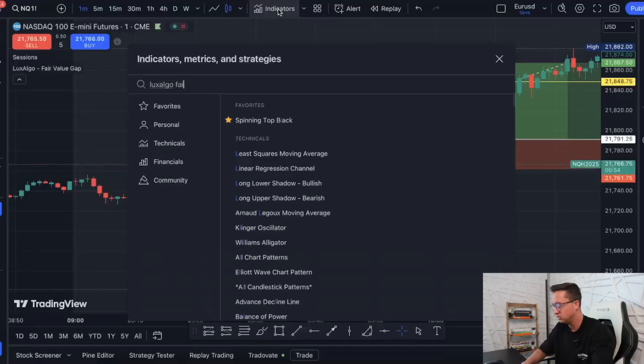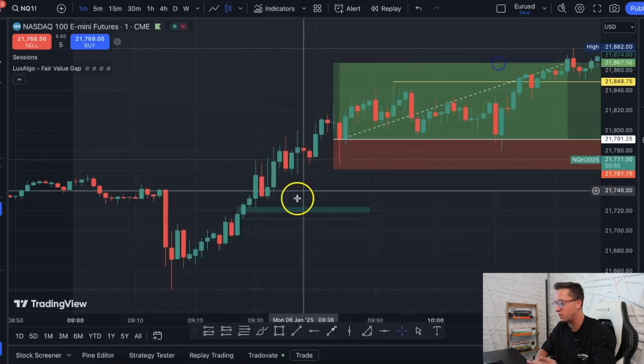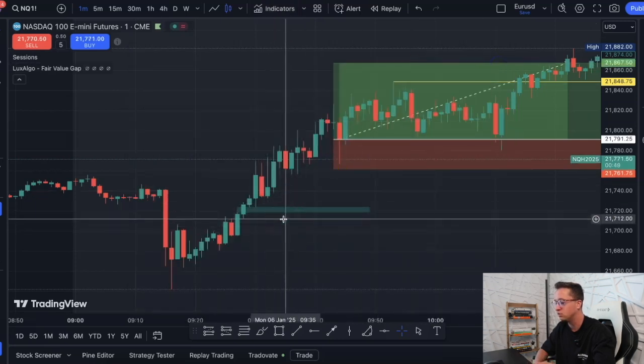Lux Algo fair value gap right here. You guys can get the indicator and it will automatically print the fair value gaps on your chart for you.